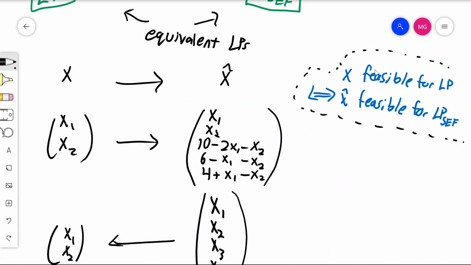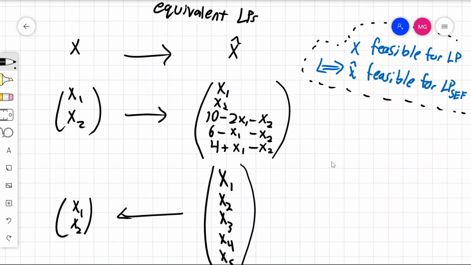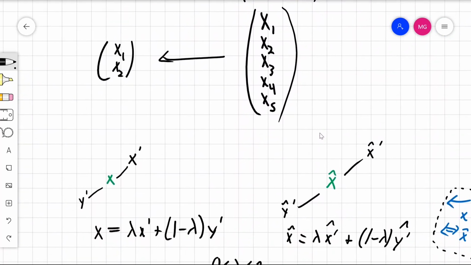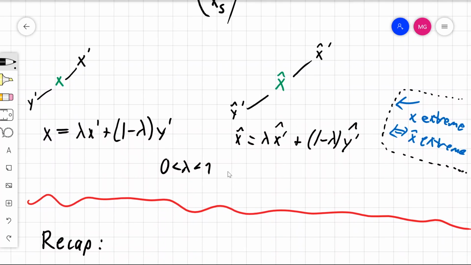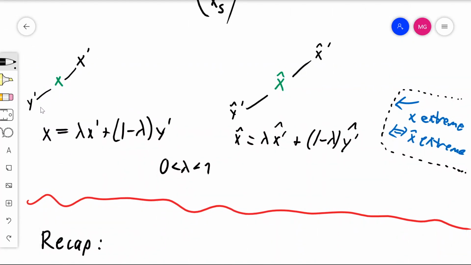So this bijection is just saying that x, the 2-dimensional variable x1, x2, is feasible for the original linear program if and only if the corresponding point x hat is feasible for the standard equality form version of the linear program. So we have that bijective correspondence, and then also there's an extreme point correspondence. That is, if x is between x prime and y prime, so that it's not strict, that it's not an extreme point if it's between 2 other points in the polyhedron. It lies on that line segment in between.